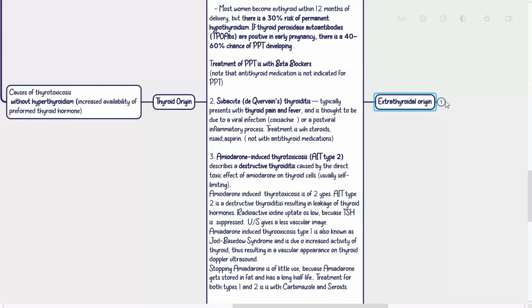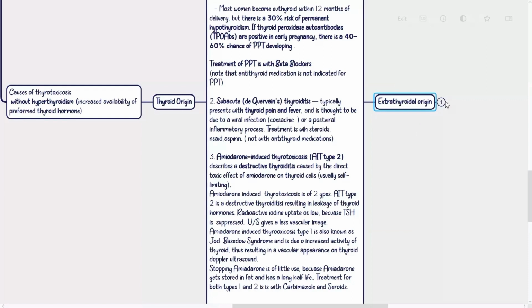Amiodarone-induced thyrotoxicosis type 1 is also known as Jod-Basedow syndrome and is due to increased activity of the thyroid, thus resulting in a vascular appearance on thyroid Doppler ultrasound. Stopping amiodarone is of little use because amiodarone gets stored in fat and has a long half-life. Treatment for both types 1 and 2 is with carbimazole and steroids.